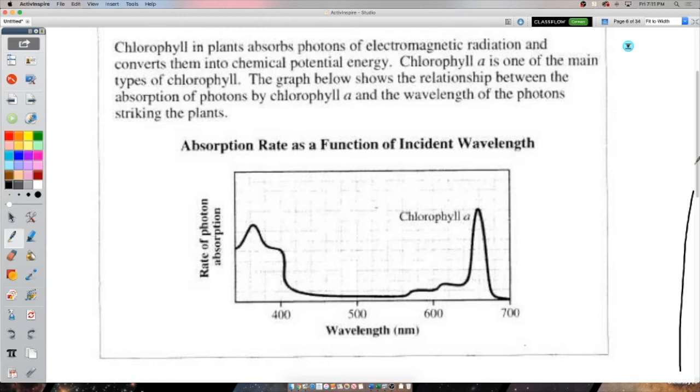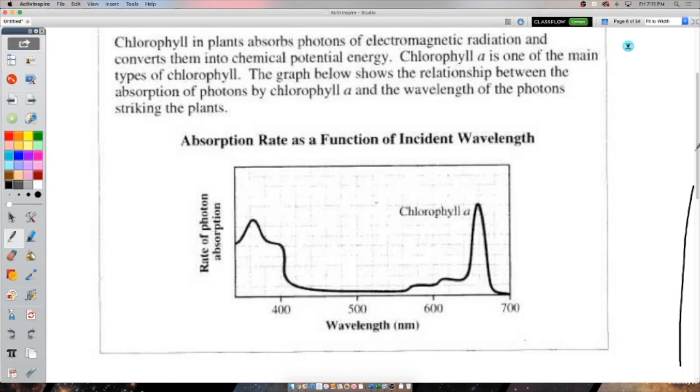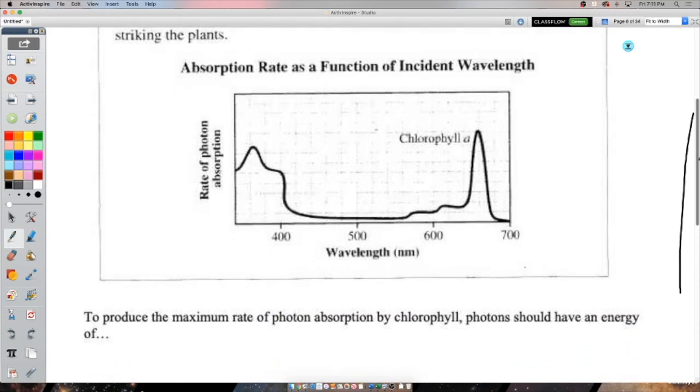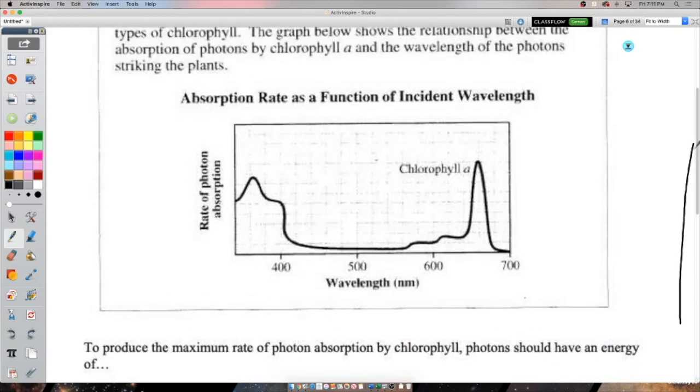Okay, the graph below shows the relationship between the absorption of photons by chlorophyll A and the wavelength of the photons striking the plants. So in other words, when a photon hits it, how well the plant will absorb that photon relates to the wavelength of the photon. So a peak here means chlorophyll A is really good at absorbing that wavelength, right? Peak here, very good at that wavelength. Not so much here in the middle.